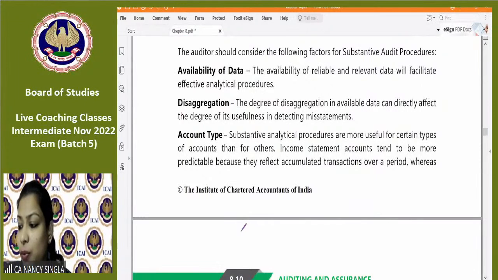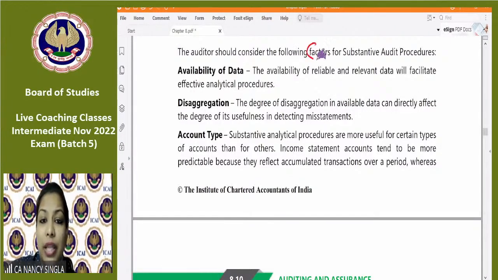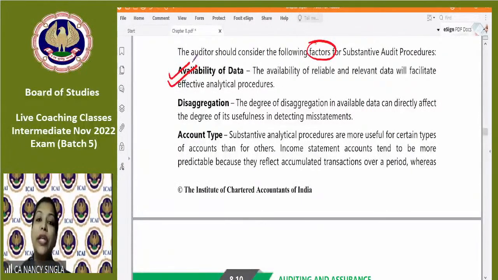So tell me whether you are able to understand the concept that we are discussing. What are the various factors? Availability of data. I gave you the example of Indian Railways. Comparable data is not available. This is a startup. Let's say our company is a startup. You cannot compare it with the other companies, as there is no other startup in a similar industry. So the availability of reliable, relevant data will facilitate an effective analytical procedure.